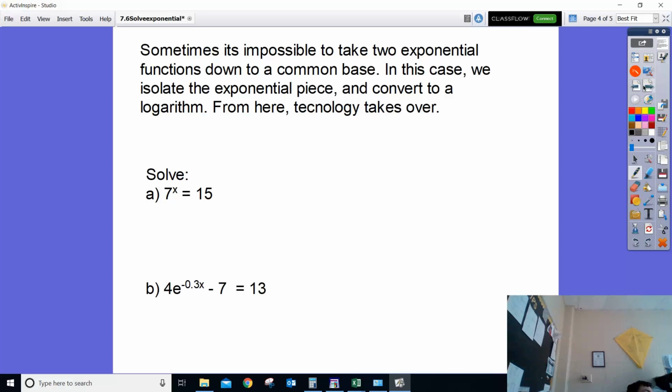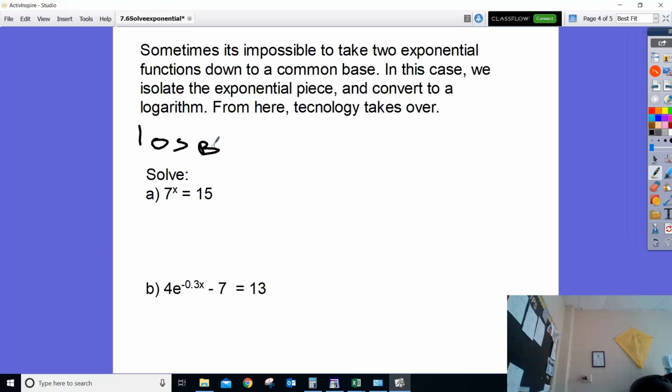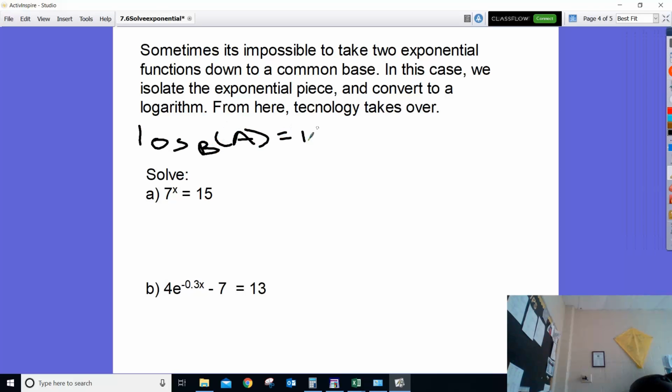But solve 7 to the x equals 15. Do 7 and 15 have a common base? No, they don't have a common base at all. So this is when we use the conversion to a logarithm. I'll show a couple more examples in your notes. A logarithm of base b, argument a, equal to e, is equivalent to what? B raised to the e equal to a.